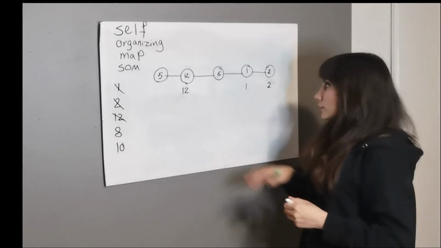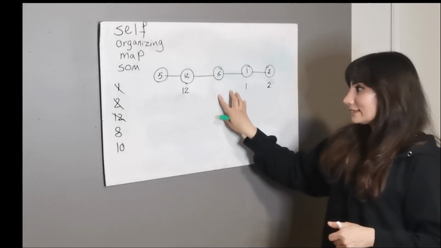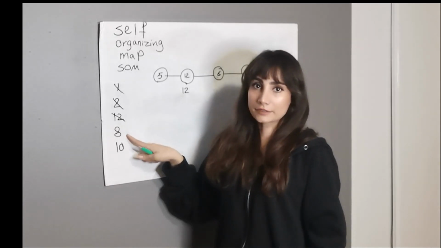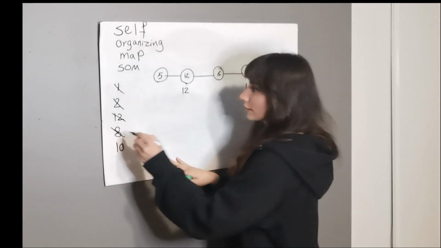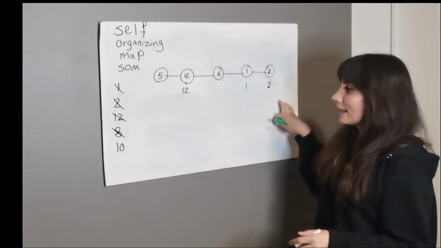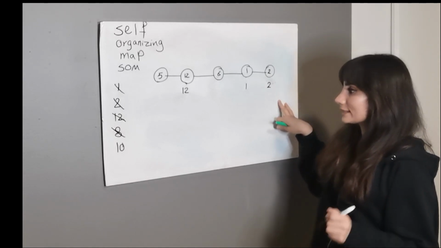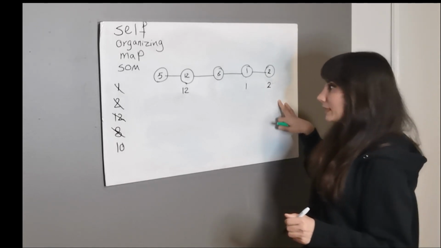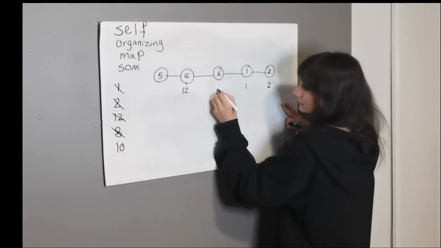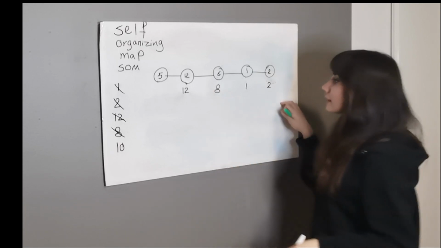Okay. So now this one got updated, and now I have an 8 here. My 8, I'm going to look at these, and the best one that is closest to 8 would be 6. So 8 is coming here.